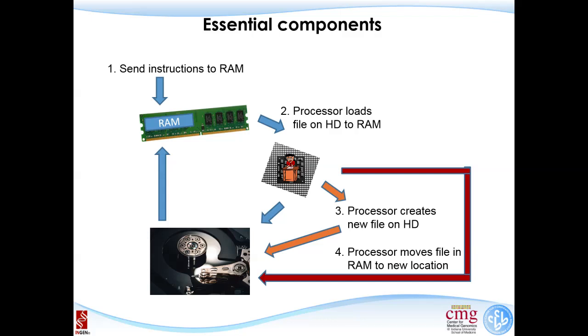So this is already 2 steps, right, before we start doing anything. And then step 3 is that the processor creates a new file on the hard drive, and step 4 would be moving the file from the RAM to the new hard drive position. So this is all stuff that goes on in your operating system and is orchestrated by the core of your computer without you really having to think about it.